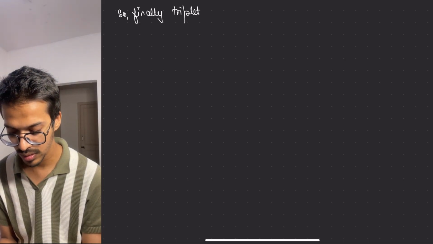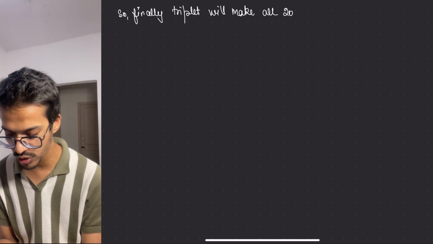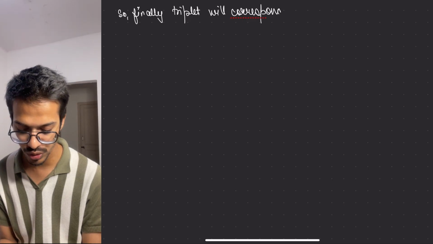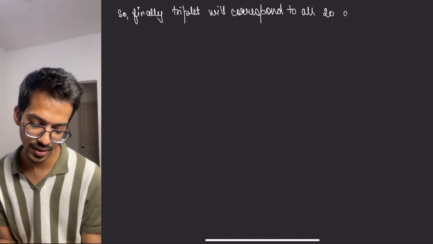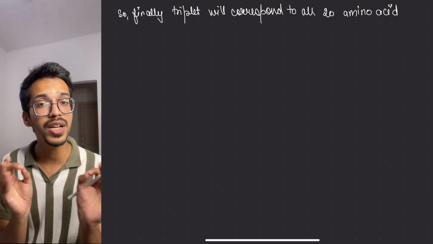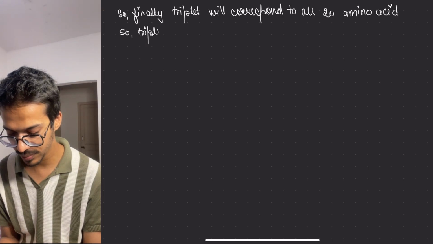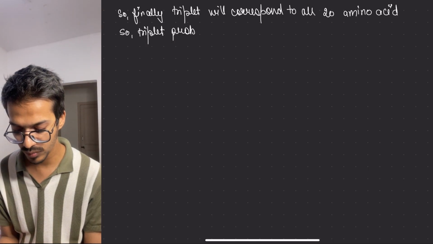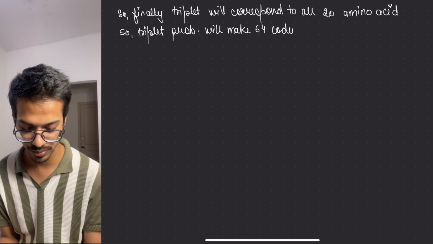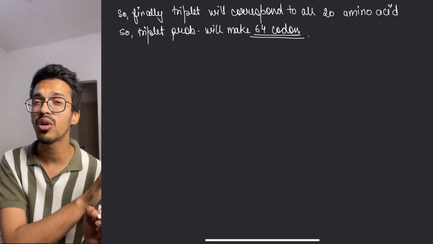So finally, a triplet will correspond to all 20 amino acids. But the question is, how many codons will a triplet make? The triplet will make 64 codons, by permutation, which are unique. These 64 codons make only 20 types of amino acids.